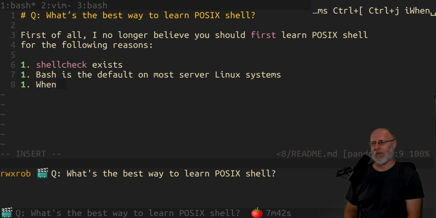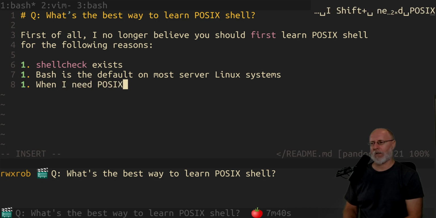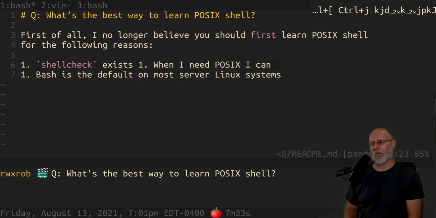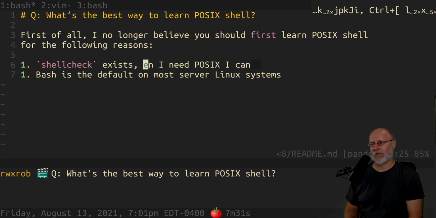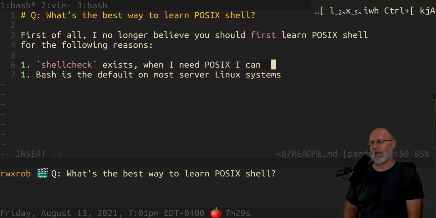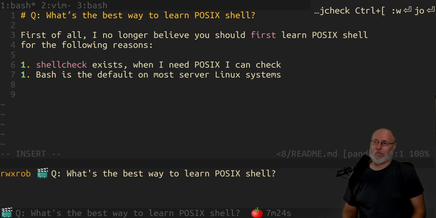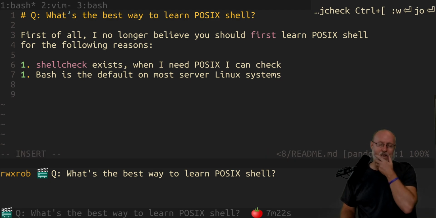And then when I need POSIX, I can safeguard myself. And when I need POSIX, I can check. So where's the best way to learn it? There are a number of places to learn it.